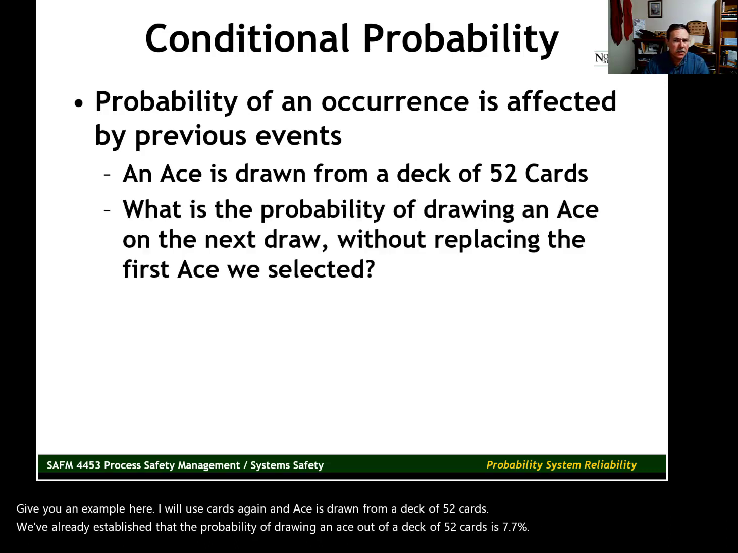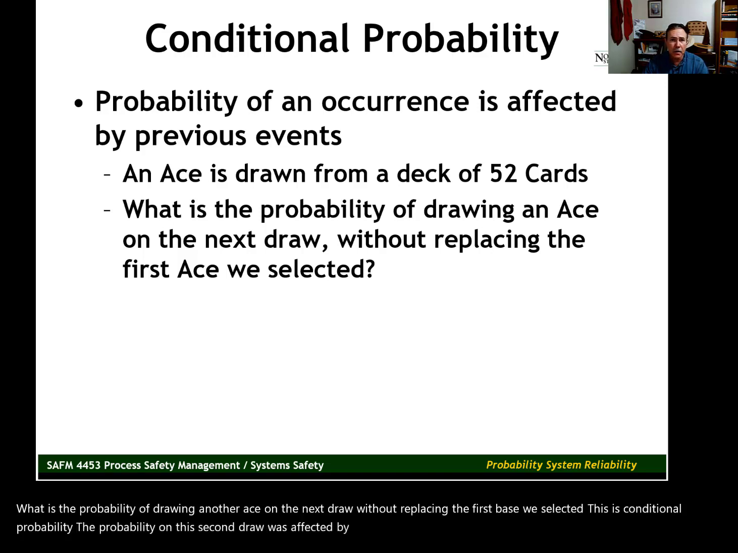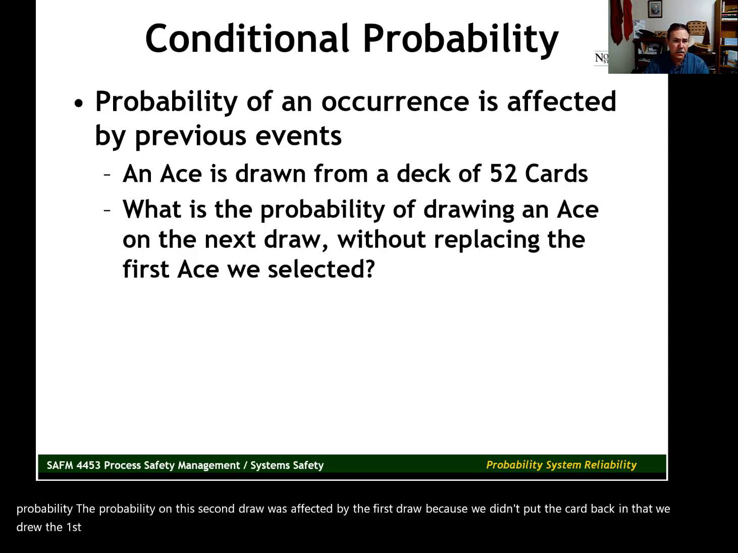What is the probability of drawing another ace on the next draw without replacing the first ace we selected? This is conditional probability. The probability on this second draw was affected by the first draw because we didn't put the card back in that we drew the first time.